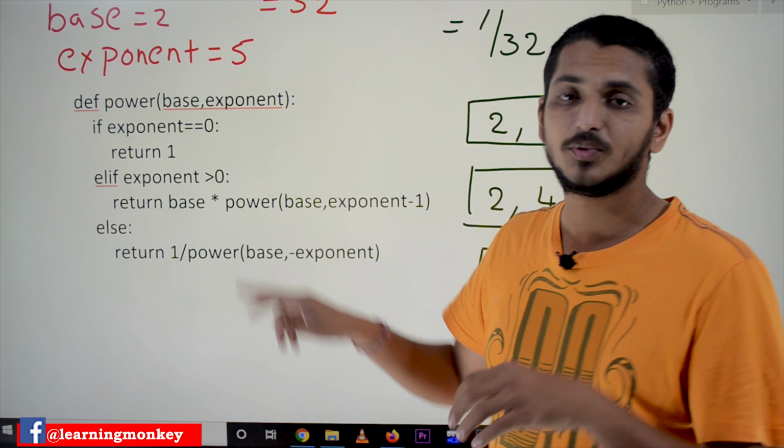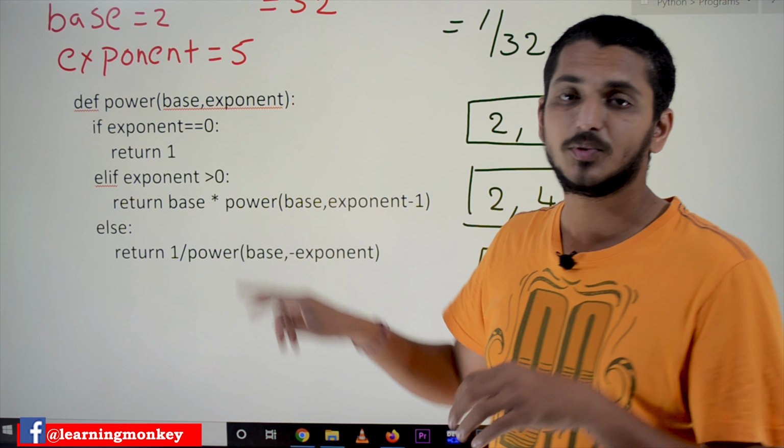Else if exponent is greater than 0, return base into power of base comma exponent minus 1. Whenever the exponent value is greater than 0, what are we doing here? We are returning a value. Which value? Base into power of, again calling the function. If this does not happen, else return 1 by power of base comma minus exponent. We will understand this later. First try to understand the if and else if part.